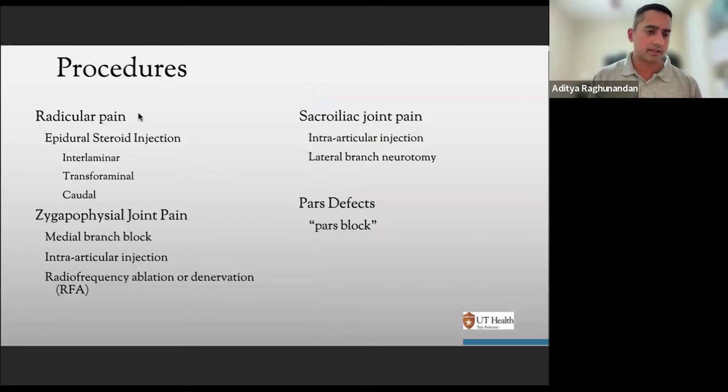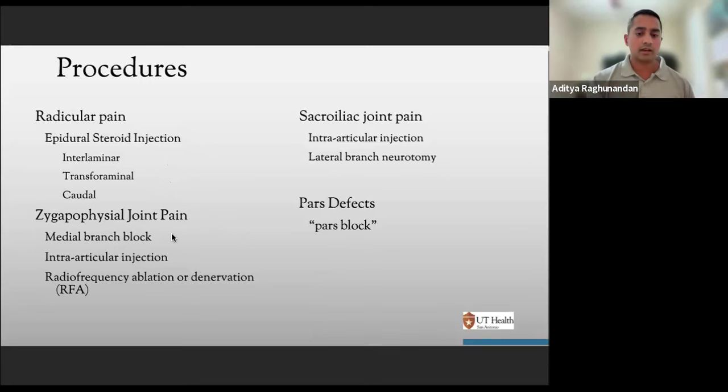So splitting them into, do they have radicular type pain or is it more axial pain? If it's radicular, that is what we think about epidural injections for. And there are different flavors of epidural injections. Depending on where you're putting that needle and what you're trying to target, you could do either interlaminar, transforaminal, or caudal type injections. And then for joint pain, medial branch blocks have the highest levels of evidence.